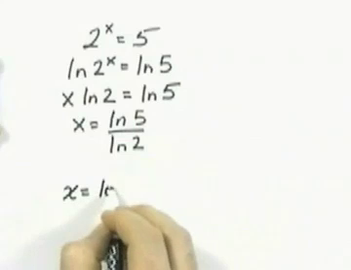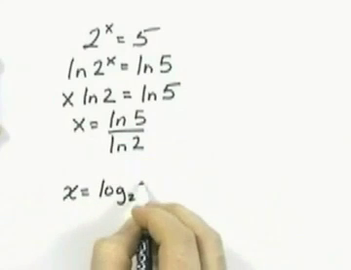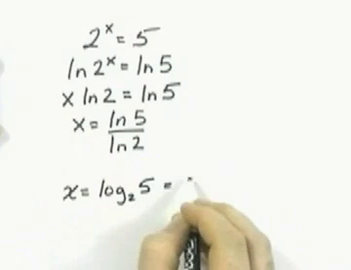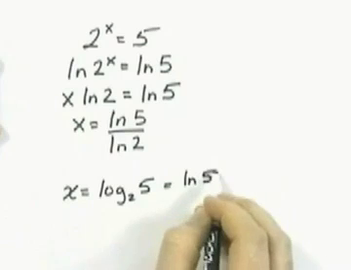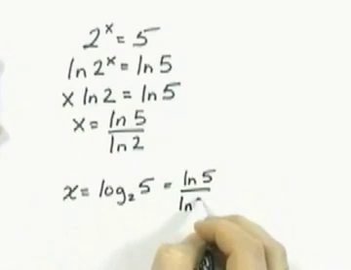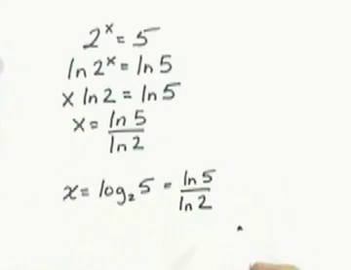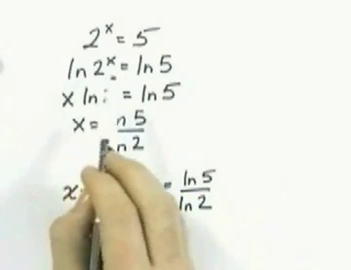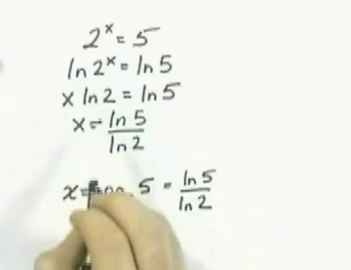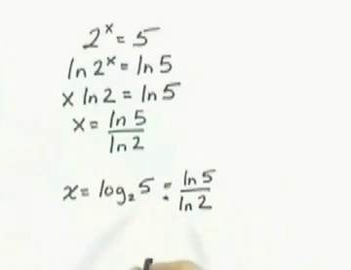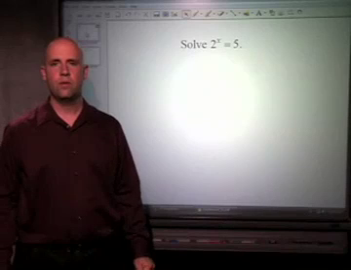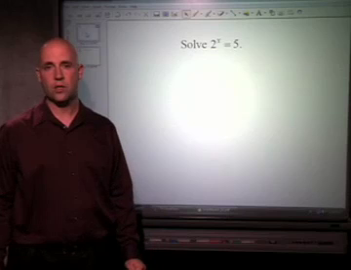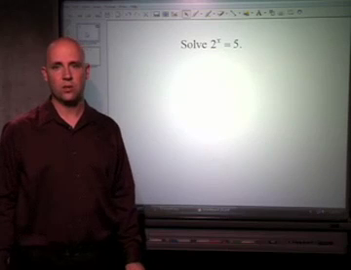Recall, in the other way we did this, I had x equals log base 2 of 5. But by the change of base formula, I could write that as natural log 5 over the natural log of 2. The moral of the story is this: no matter what base you choose, the procedure will work. All the answers will be equivalent. We've now seen how we can solve an exponential equation algebraically to get exact solutions.